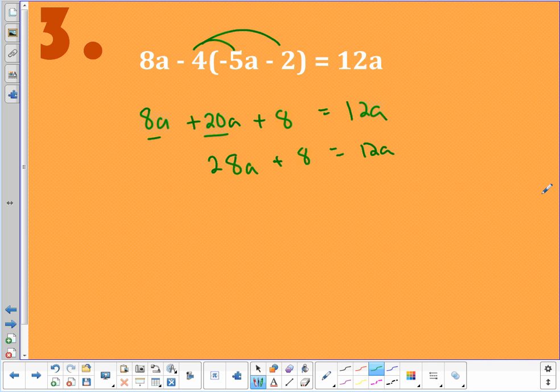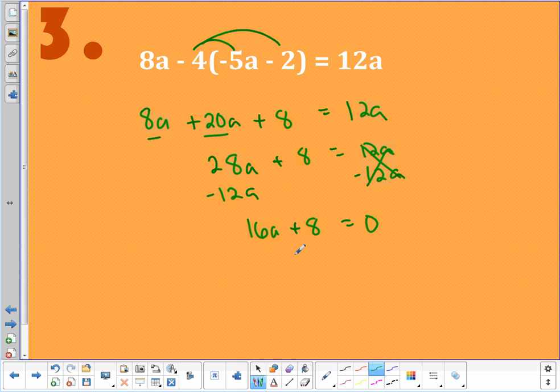Now I have a's on both sides, so you have a couple of choices. I usually like to move the smaller one. If I move the smaller one, the 12a, that leaves me with nothing over here, so I would need to represent that with a 0. So if I move that, subtracting 12a, 28 minus 12 leaves me with 16a plus 8. And then over here, I'm left with 0, or in other words, nothing. And the way we represent nothing in math is with a 0.